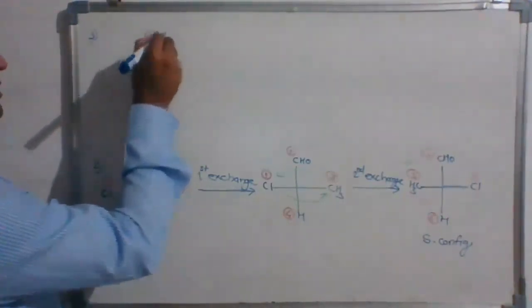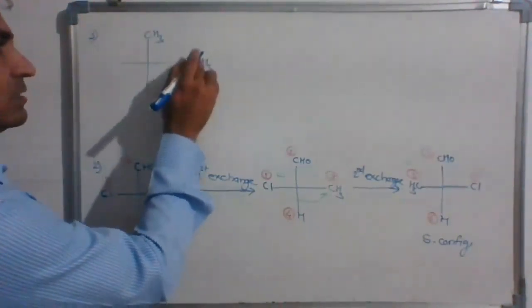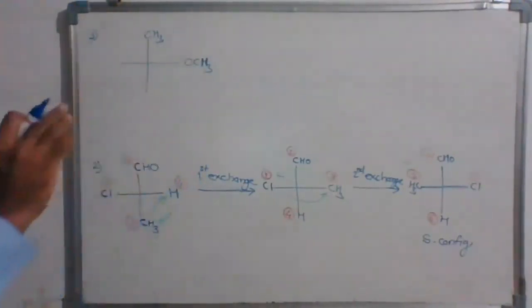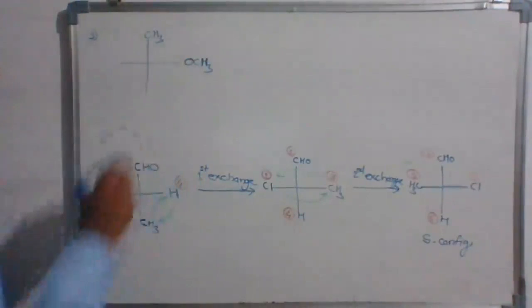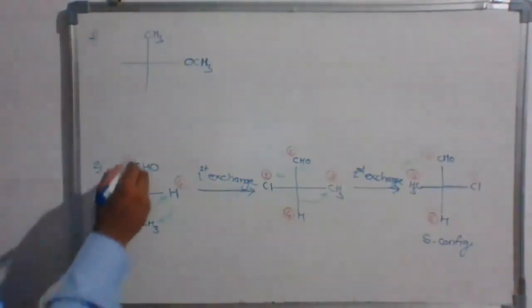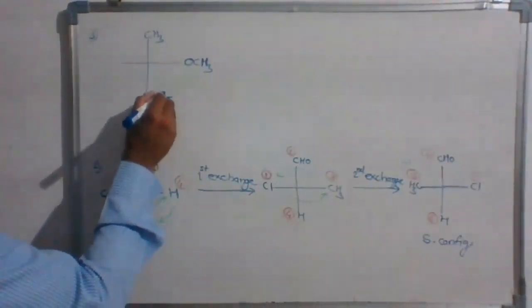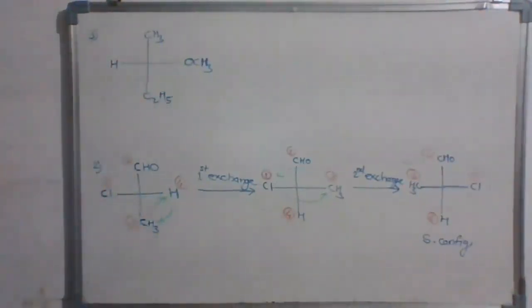Here is methyl group. Here methoxy OCH3. OCH3 means methoxy. There is oxygen here, oxygen along with methyl, hence methoxy. C2H5 is an ethyl group here and here hydrogen. Solve this example.